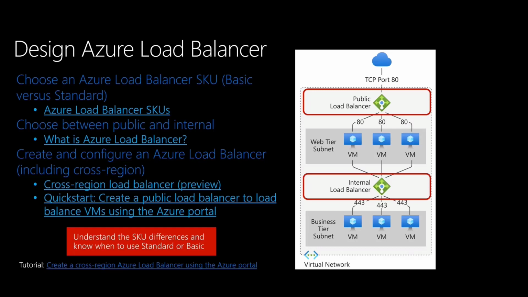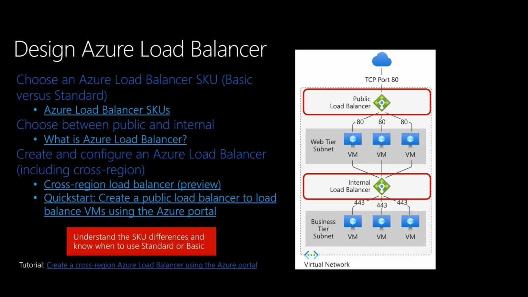The standard load balancer can route traffic within and across regions, and it can use availability zones to achieve high resiliency. Basic load balancers, on the other hand, are more limited, and they're better suited for things like small scale applications that don't need high availability. They don't necessarily need redundancy, and they don't need to take advantage of things like availability zones.